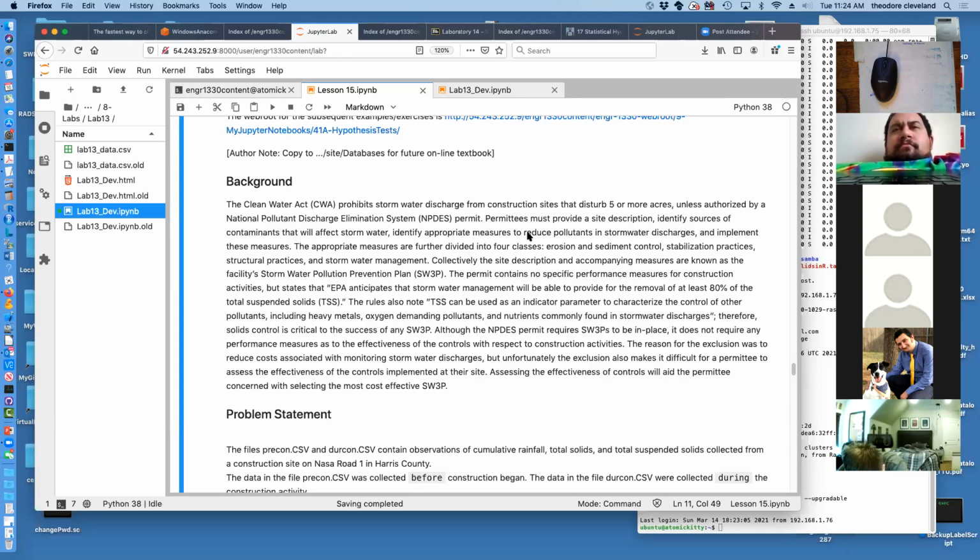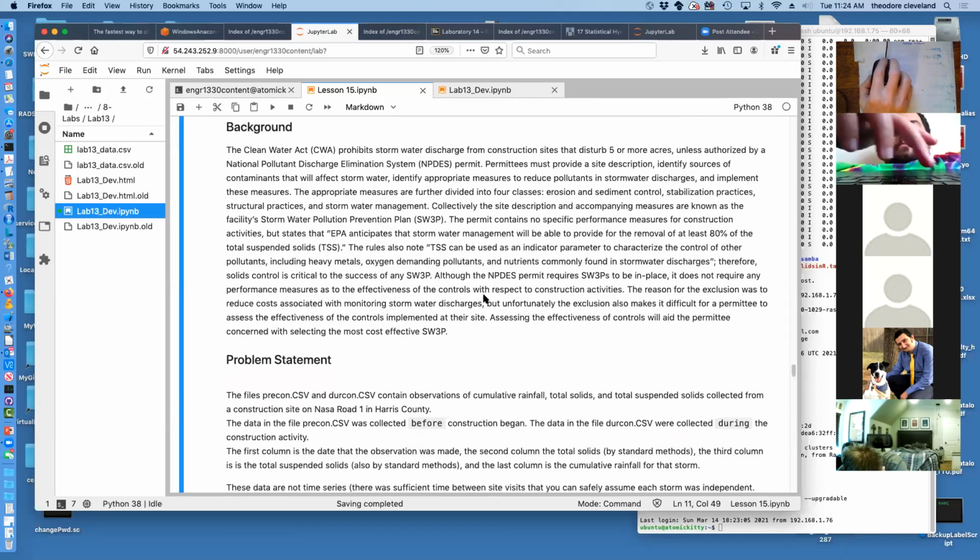Because of that stipulation, solids control is critical to the success of a stormwater pollution prevention plan. And although the permits require the plans to be in place, it does not have any performance measures as to effectiveness. At least 20 years ago it didn't. And the reason was to reduce costs associated with monitoring. But unfortunately, the exclusion also makes it difficult for a permittee to assess effectiveness. And assessing the effectiveness will allow a permittee to defend themselves in court.